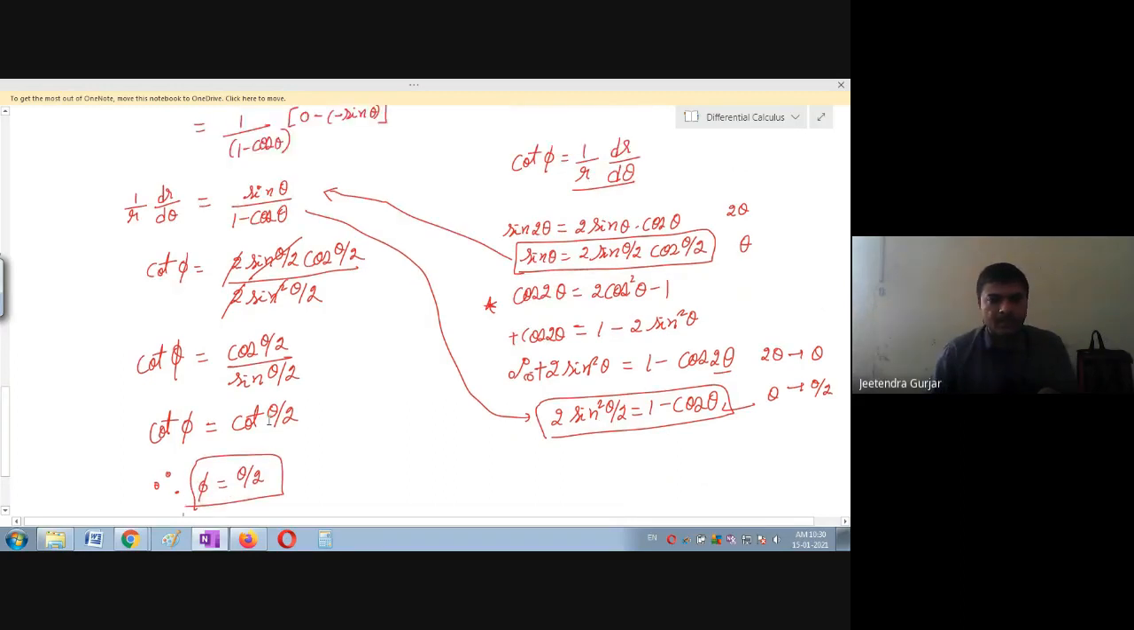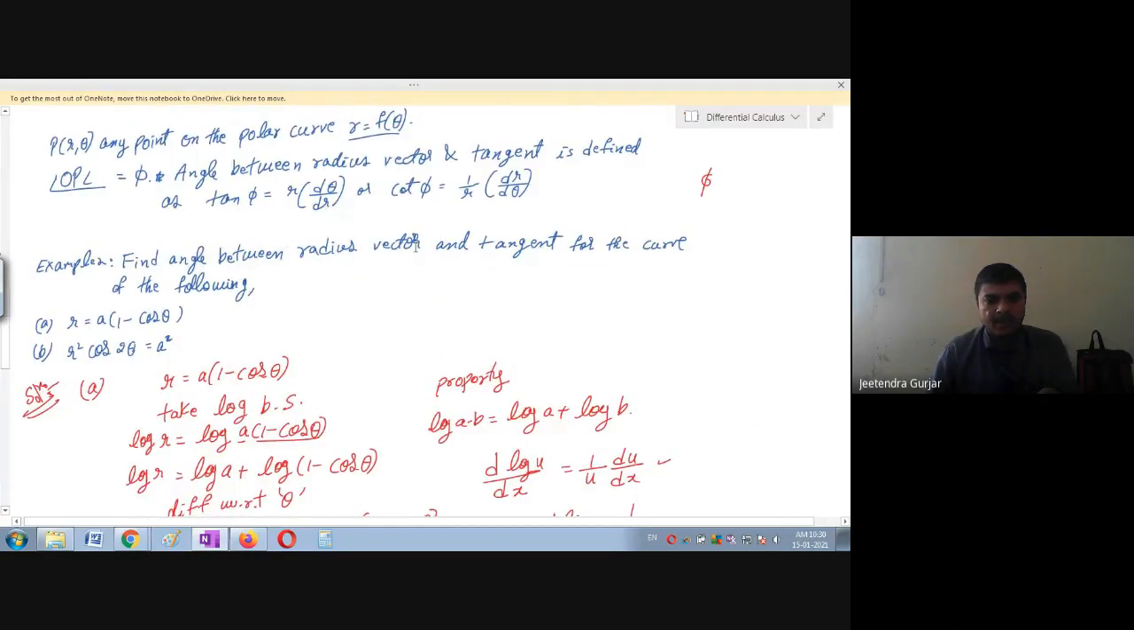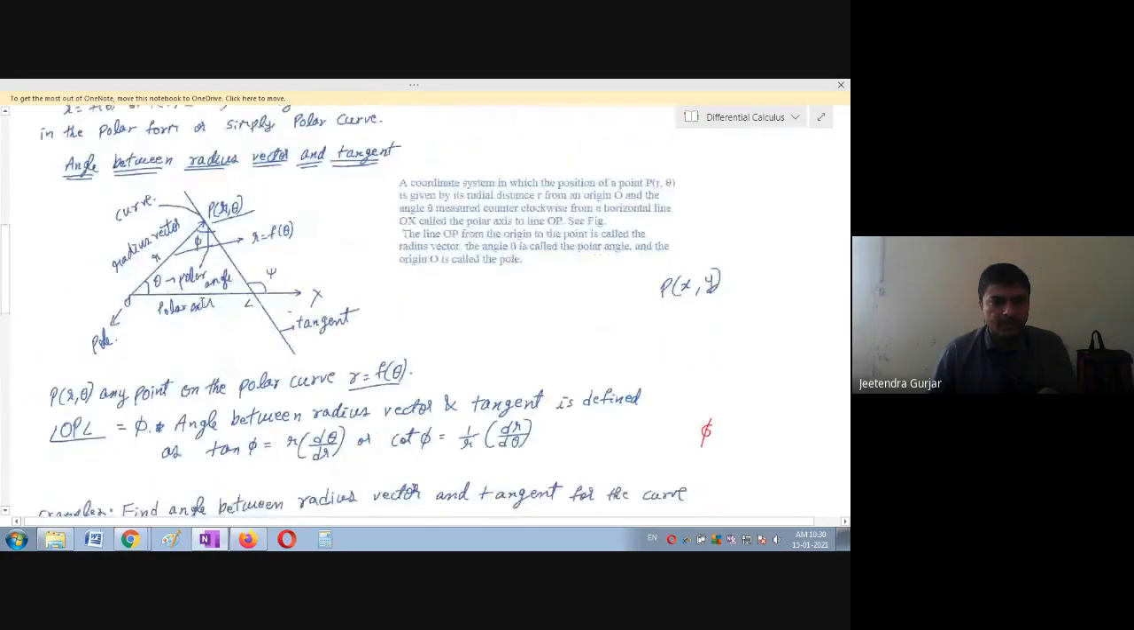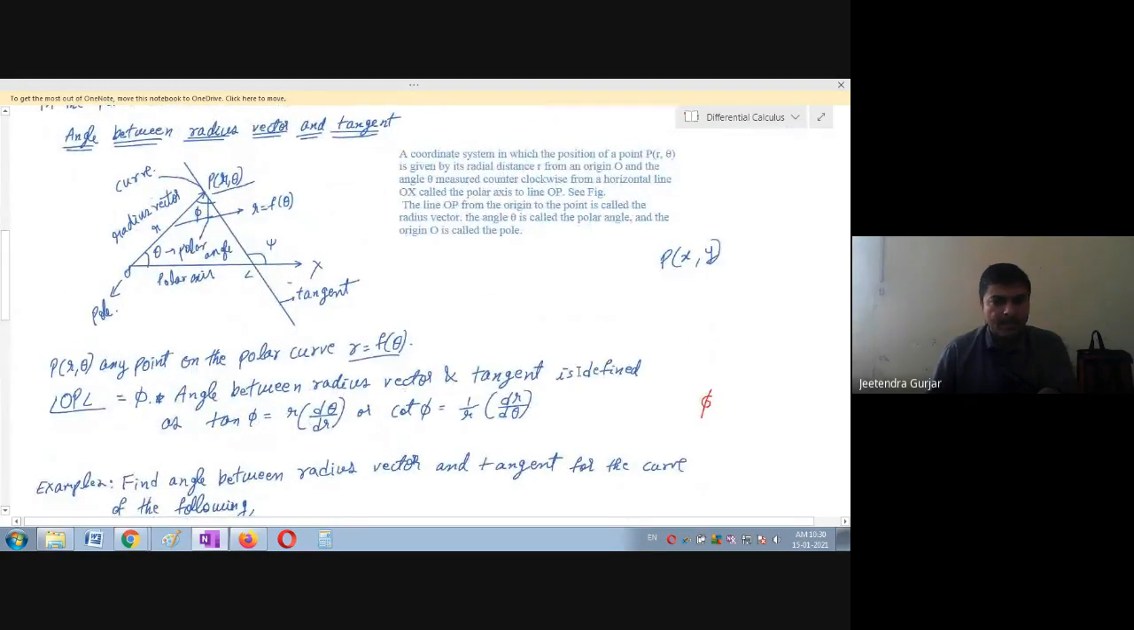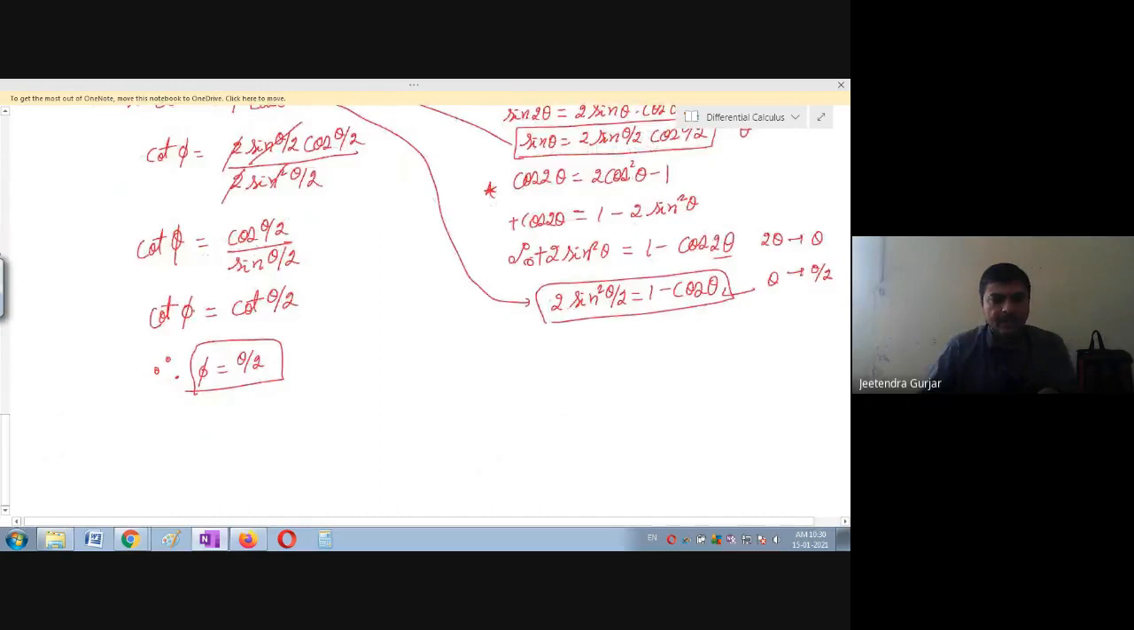What is our required answer? It is nothing but the angle between radius vector and tangent for the curve. So you can see here phi is nothing but our angle between radius vector and tangent. Indirectly we have calculated the angle between radius vector and tangent, which is theta by 2. So this is our answer, students. Is it clear? Any doubt?